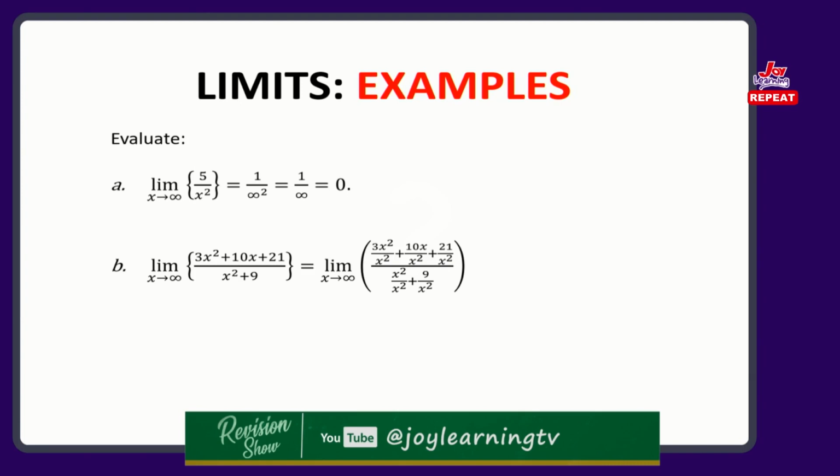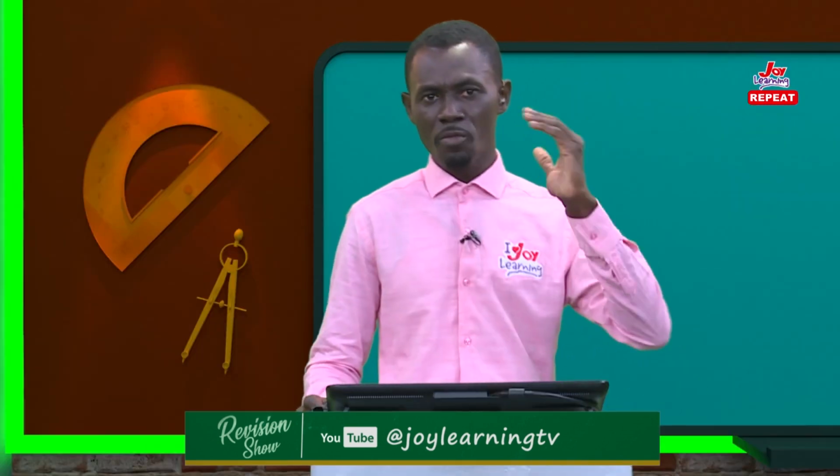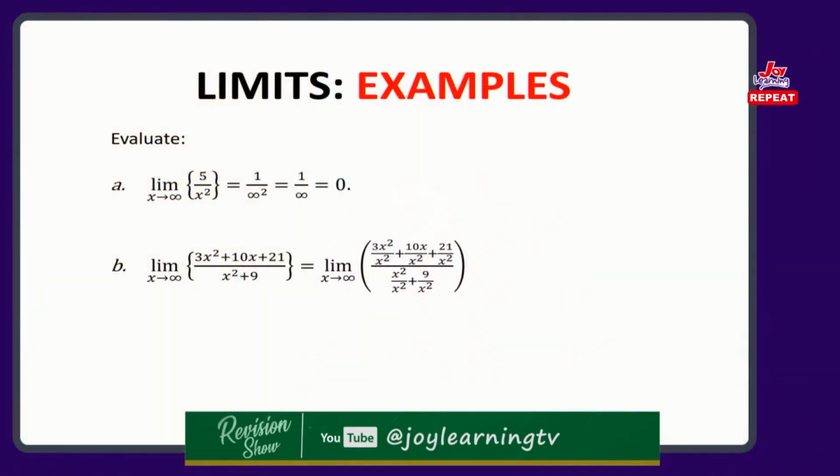All right. What about the second case? We have 3x squared plus 10x plus 21 all divided by x squared plus 9. Now, the last instruction was, if it is rational, then first divide it. Now, how do we divide it? A very quick one to note here. You would notice that I have divided the numerator and the denominator by a certain value. Watch. I have divided it consistently by x squared. All right. That is what to do.